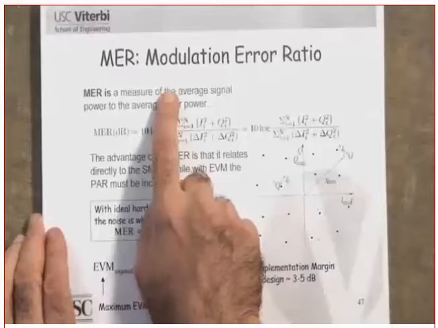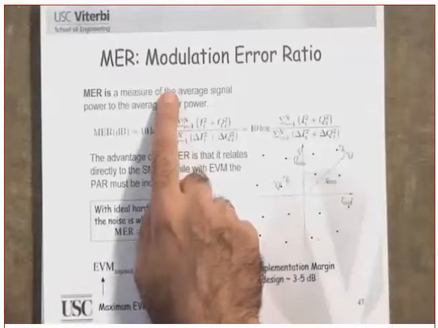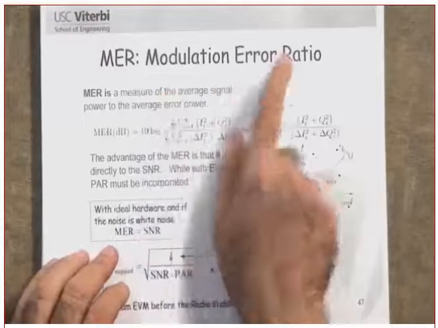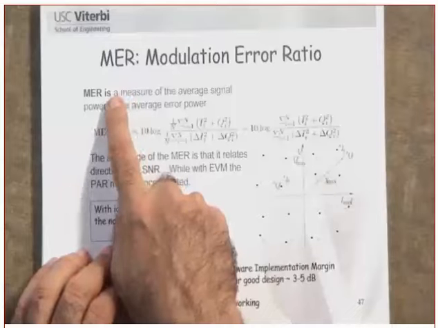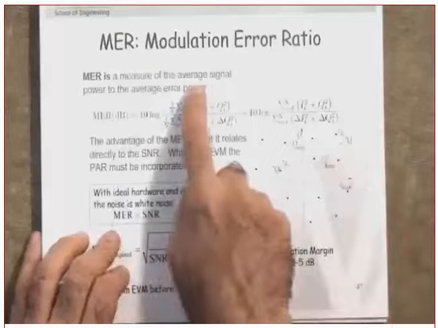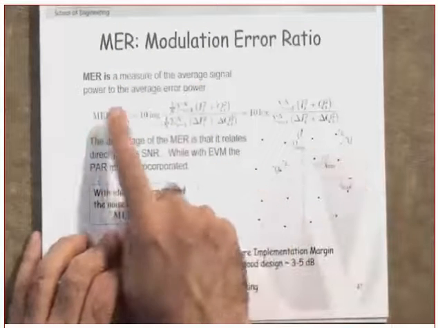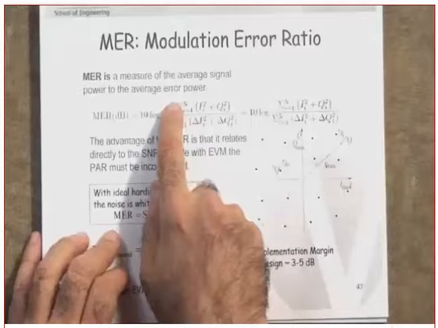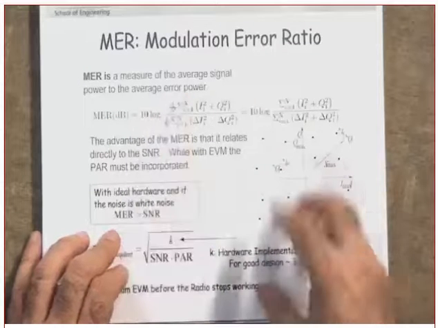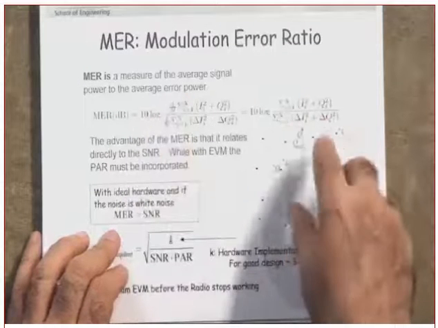Another one related to the EVM, which is also used in the real world, is the modulation error ratio. MER stands for the modulation error ratio. What is this defined as? This is a measure of the average signal power to the average error power. The average signal power means you average it over all possible symbols.